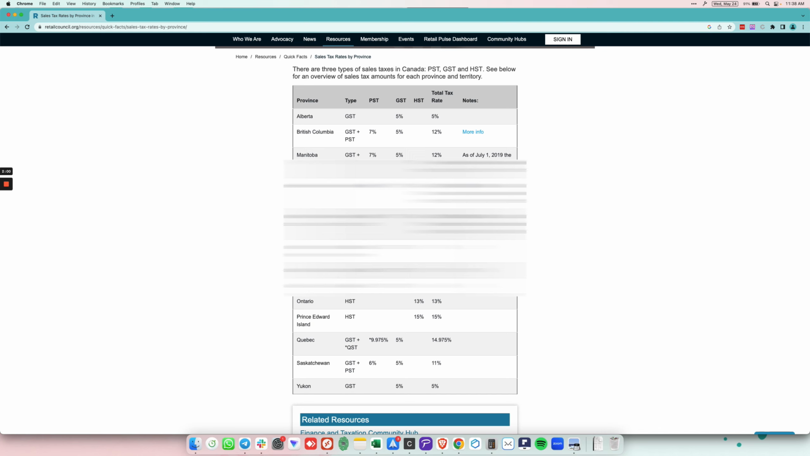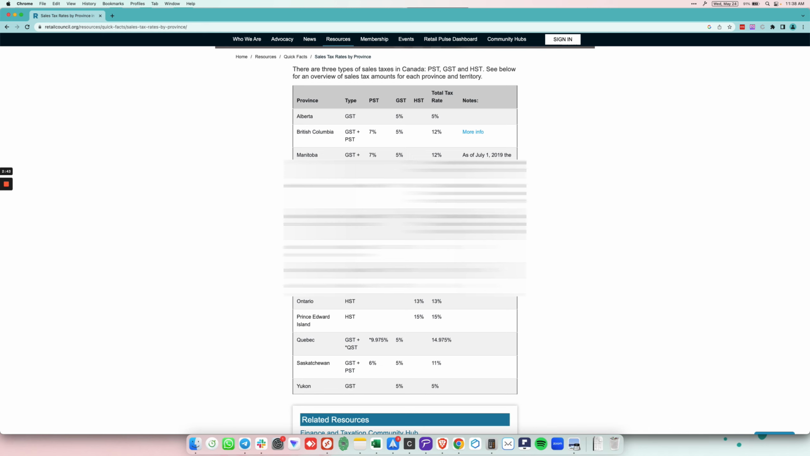Now, for the provinces with GST and PST, that's where you're going to have issues because these will be remitted to two different ministries. The GST will be remitted to the federal government and the PST will be remitted to the provincial government, which, for this example, is British Columbia, the BC Ministry of Finance. There are other provinces where even though they don't have HST, like Alberta, they only have GST, so you only remit once to the federal government because they don't have their own provincial sales tax.